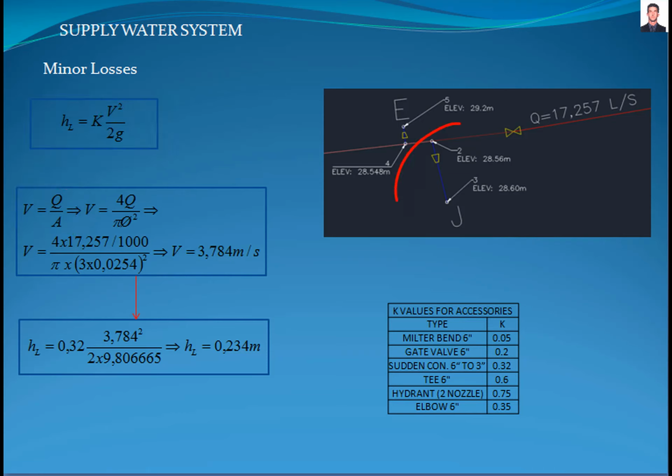For example, for a sudden contraction from 6 inches to 3 inches in the section 2-3, the mean velocity is 3.784 meters per second, and K is equal to 0.32, according with the table 3-5. The head loss is 0.234 meters. In this table are the values of the resistance coefficient for the accessories used in the design, according with the material and diameter of the pipe that compose the distribution system.